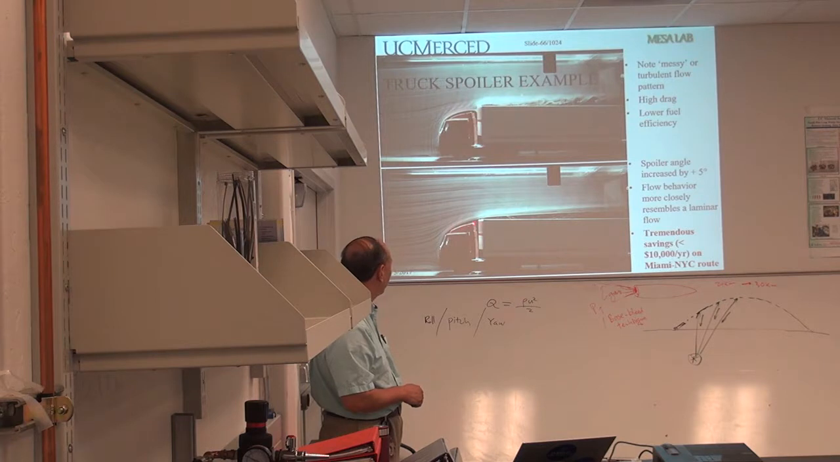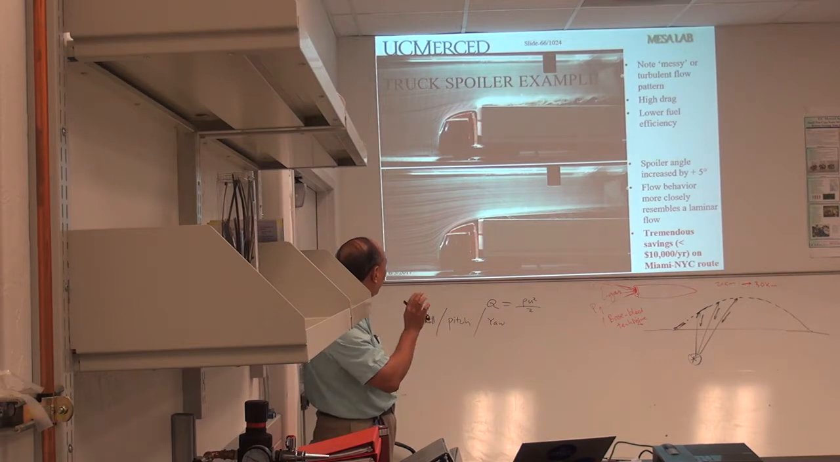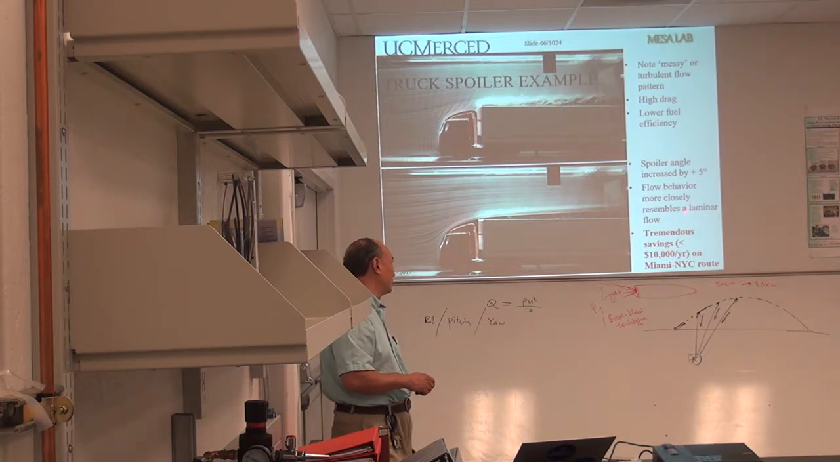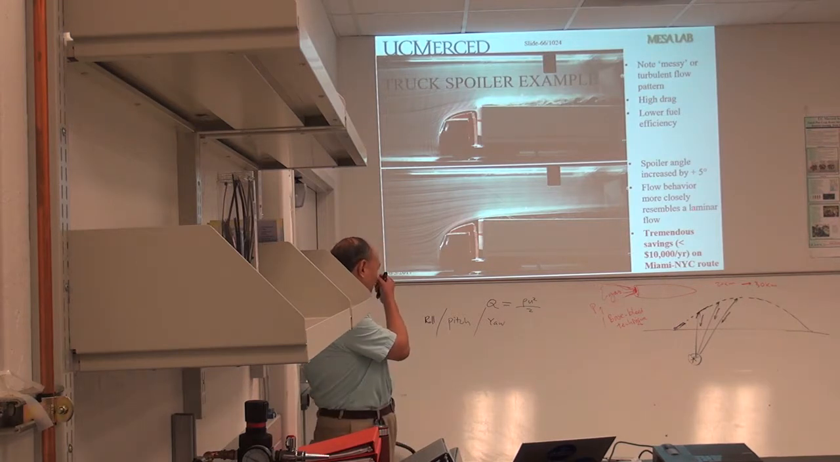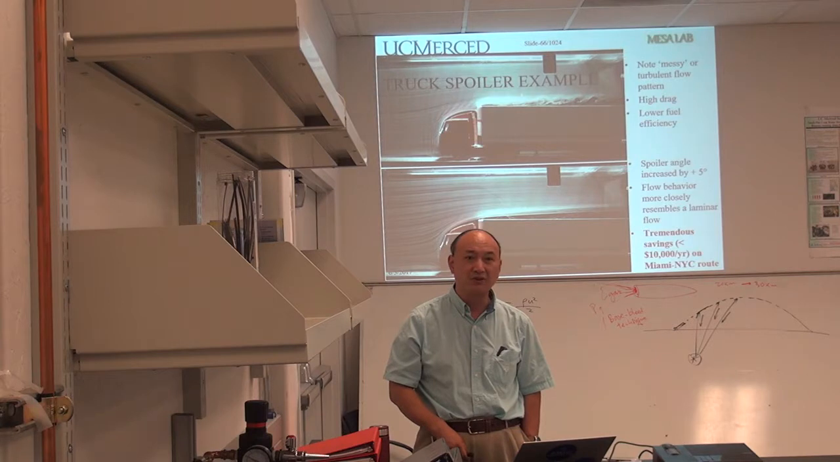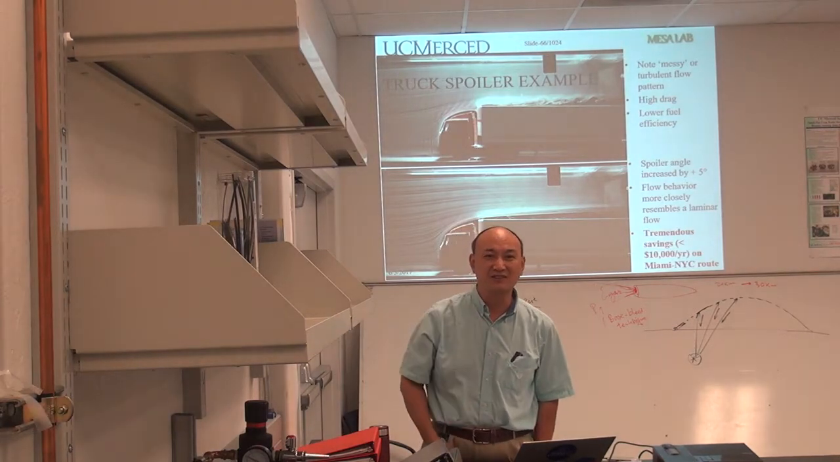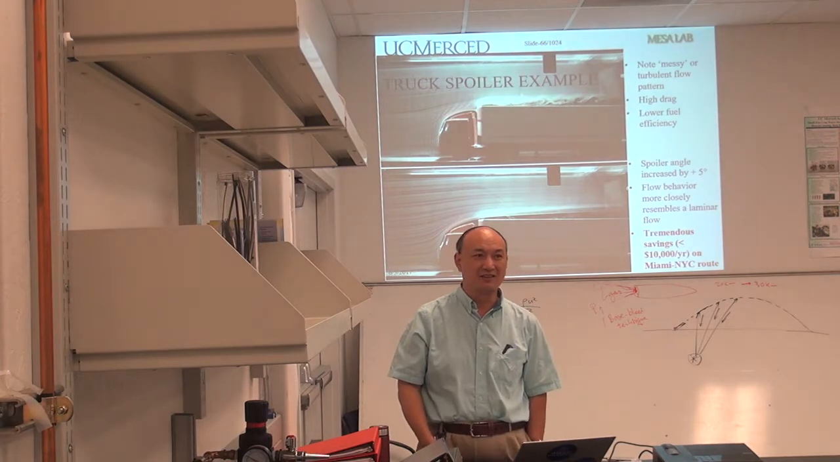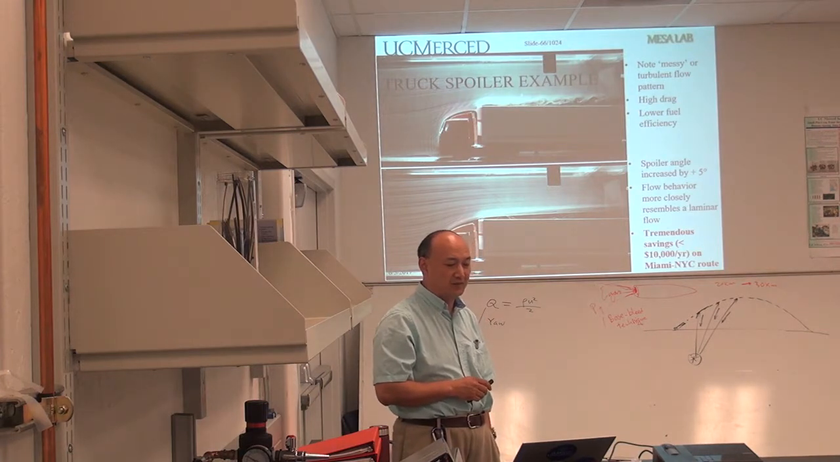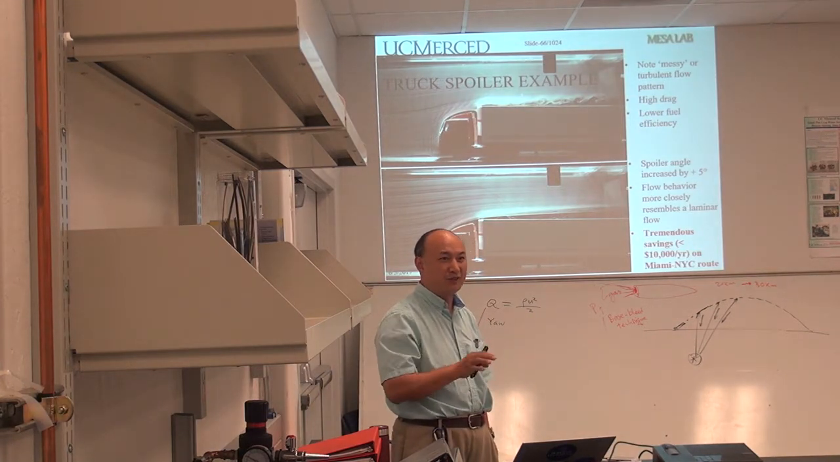They put a little bit of spoiler angle, increased by 5 degrees compared to this one. Then you can see the flow is very different, more closely similar to a laminar flow. This is already proven. For a Miami-New York long distance truck route, every year it can save $10,000 in fuel because of that 5 degrees. That's pretty impressive. So aerodynamics for flight can apply to many other areas.